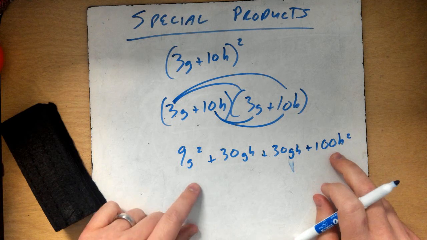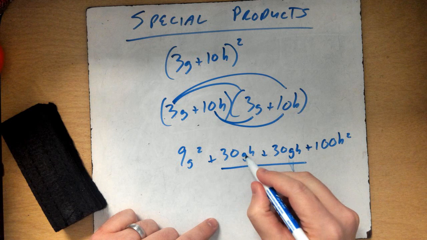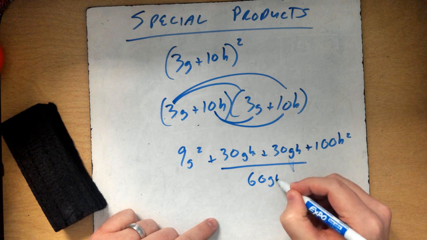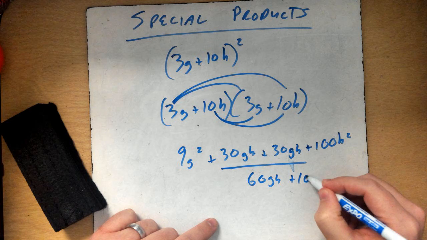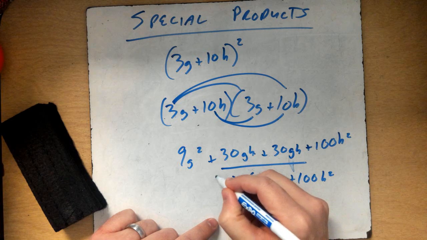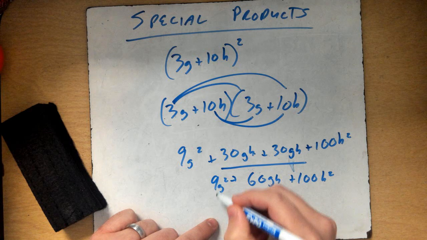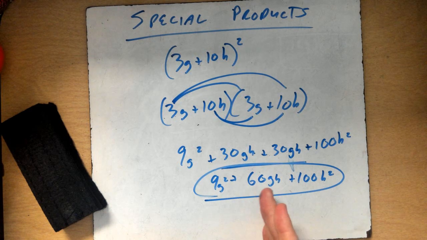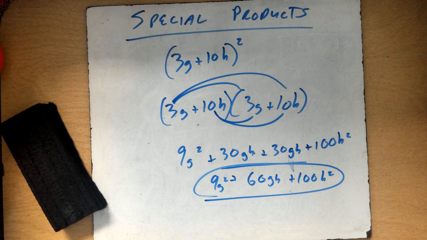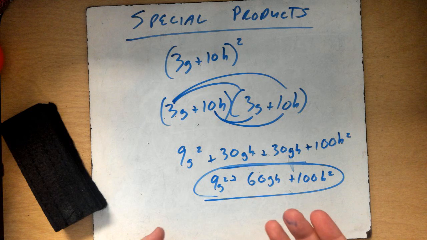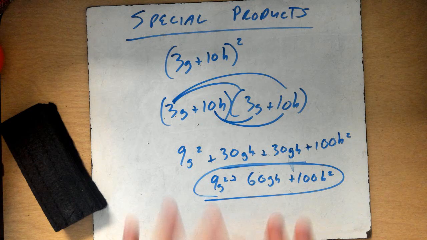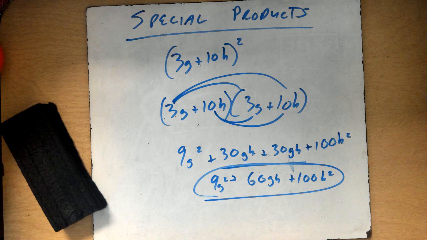Right. And then our middle numbers, we add them because it's the same gh. We add the 30 plus 30, we get 60gh, and then bring down that, and bring down that, okay? So 9g squared plus 60gh plus 100h squared, okay? So that's the longer, drawn out way to do this, all right? Once again, take it, make two of them, FOIL it through, get your answer. If you're cool with that, cool, all right?